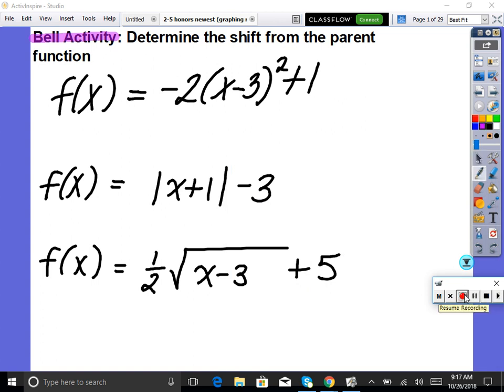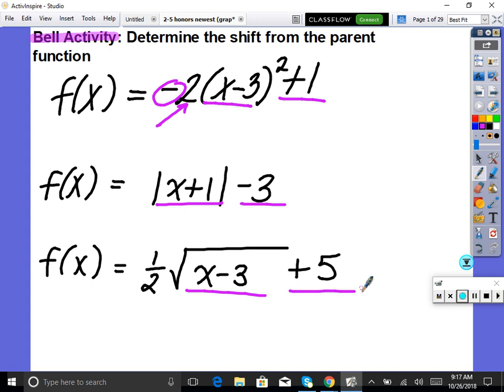So everybody, what would the shift be here? Stretch of 2, right 3, up 1, reflection over the x. Way to remember that. This would be a left 1, down 3. This would be a right 3, up 5, and then a compression of a half.